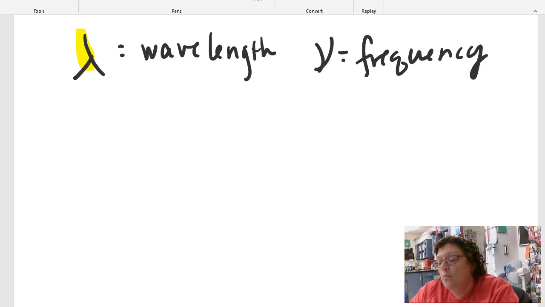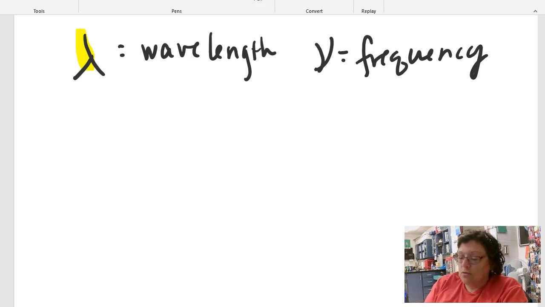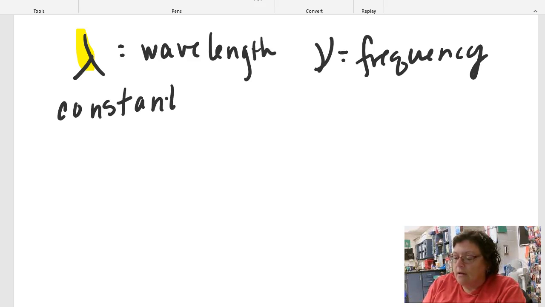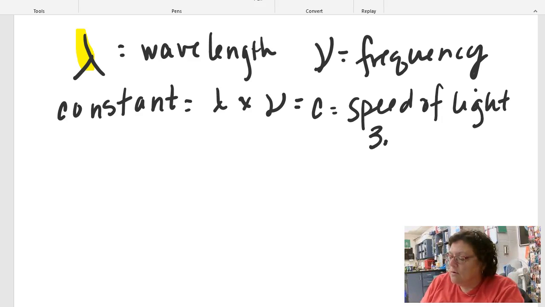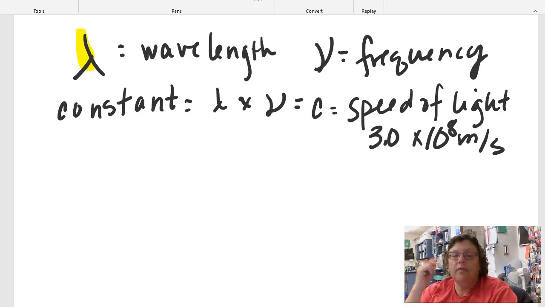Mathematically speaking, if you multiply two variables that are inverse, you will end up with a constant. So if we multiply wavelength times frequency, we end up with a constant, and that constant happens to be the speed of light, which is 3.0 times 10 to the 8th meters per second. That speed of light, all light travels at that speed in a vacuum.